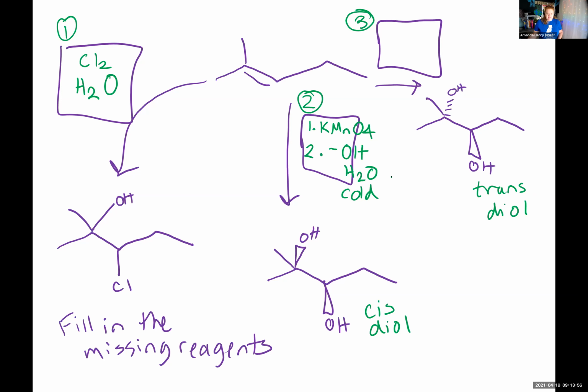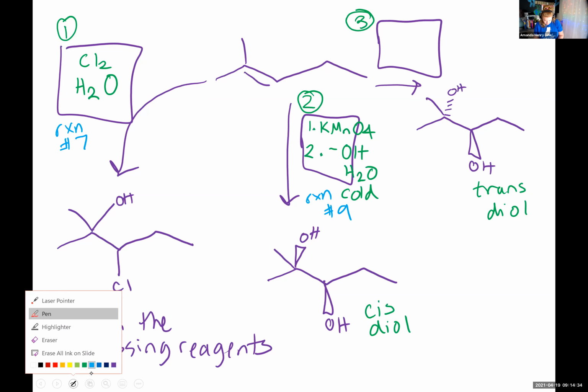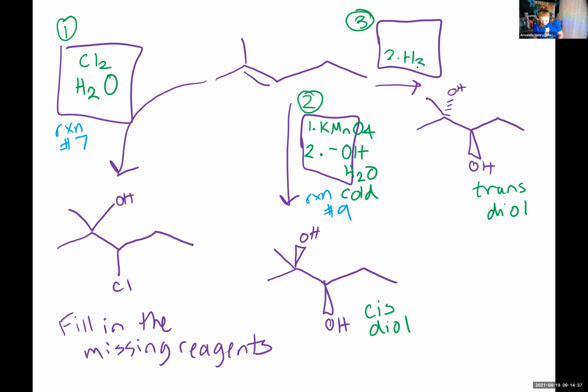What about that third box then? What if we want to make a trans diol? What are we going to use to do that? Would it be OsO4? So OsO4 also makes a cis diol. So we could have put that in box number 2. That would have also fit there. Could it be acid and water? We are going to use acid and water in the second step. So step number 2 will be H3O+.